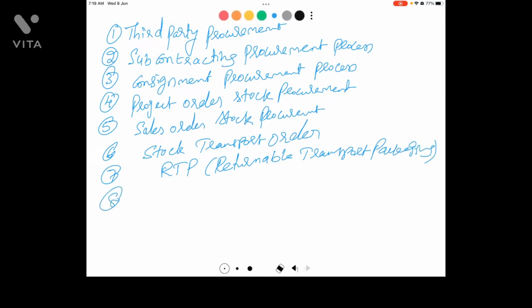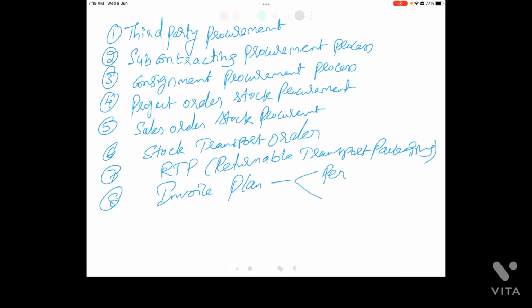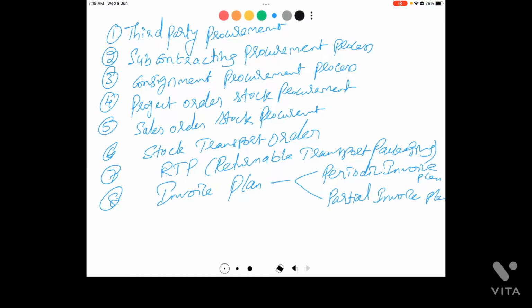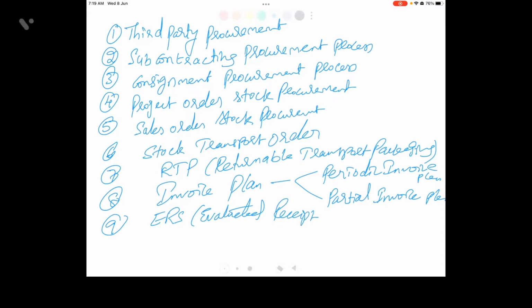Okay, and invoice plan. So in invoice plan we have two: periodic invoice plan, and partial invoice plan. Okay, and we have ERS, evaluated receipt settlement. Okay, and direct consumption.